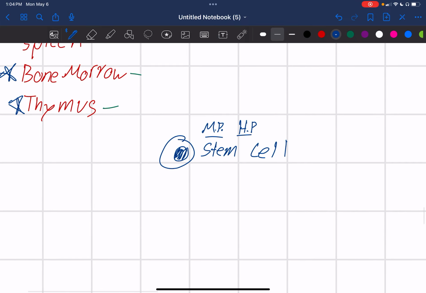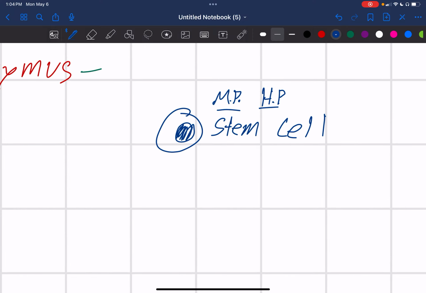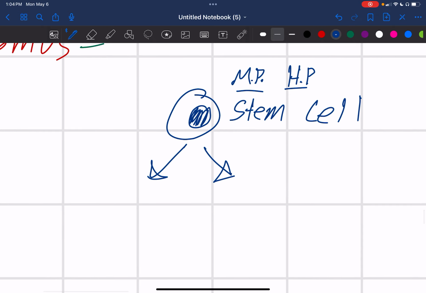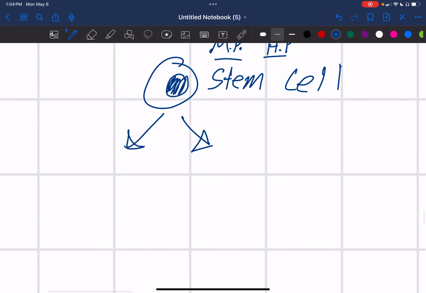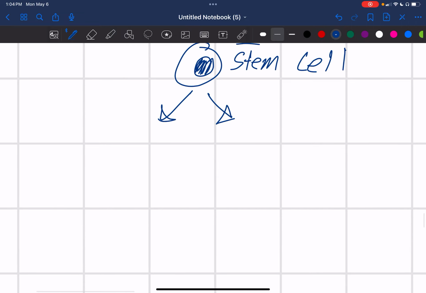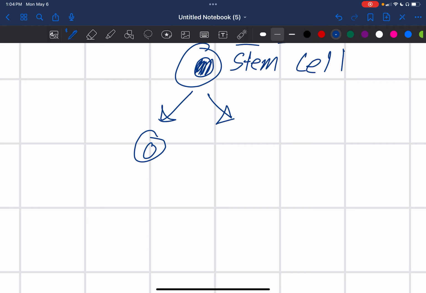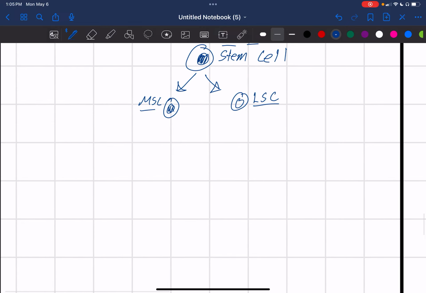And this stem cell is essentially kind of like a magic cell that can turn into any different kind of cell, right? Whatever the body needs, this stem cell will turn into that particular cell. So whenever this stem cell multiplies or grows, it can either turn into a myeloid stem cell or a lymphoid stem cell. Let me fix this real quick. Myeloid stem cell or a lymphoid stem cell, right? So it starts branching off more and more.